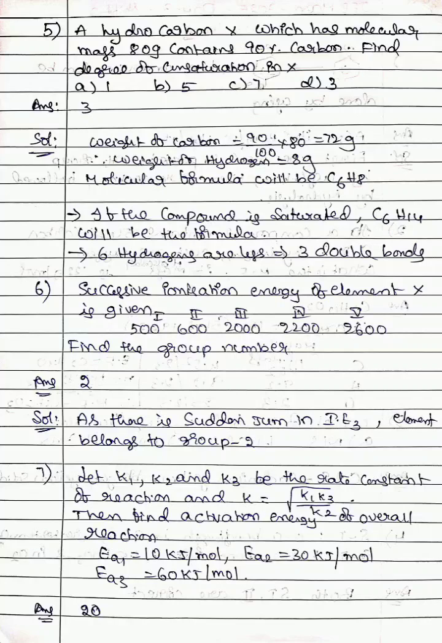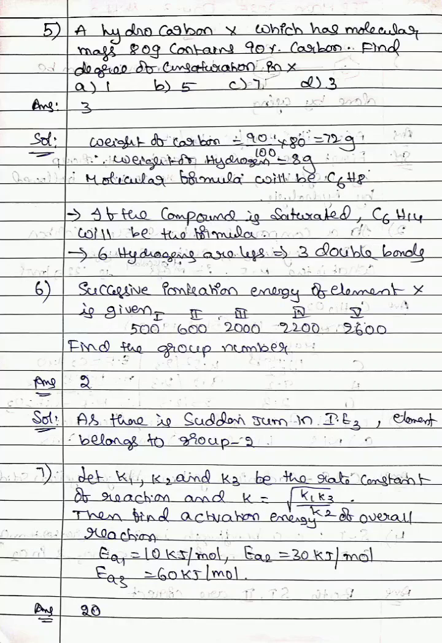Next one, the successive ionization energies of element X they have given, and they are asking the group number of X. If we observe the values, there is a sudden jump from the second value to the third value. So the element valency must be 2. Hence it belongs to second group.